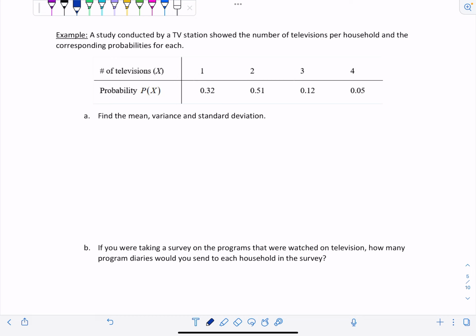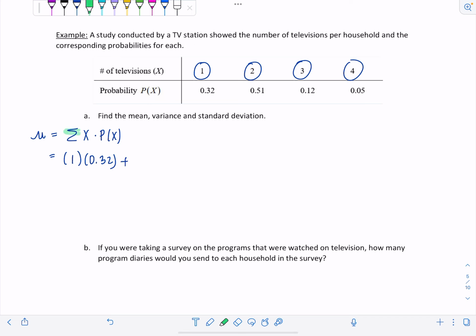So first let's start off with the mean. Formula for the mean is the sum of x times the probability of each x. So these are the x values, okay? I'm going to multiply each of them by their corresponding probabilities. So 1 is going to get multiplied by 0.32 plus, why am I adding? Because this sigma, that's what it means. It means add them up.